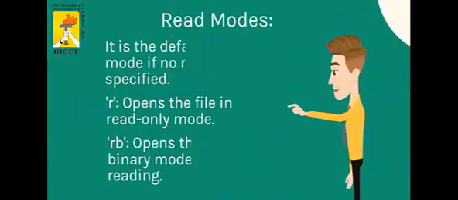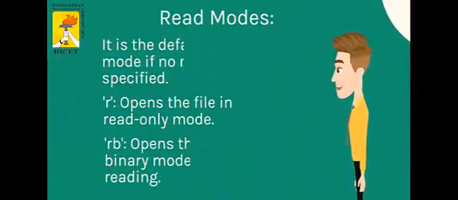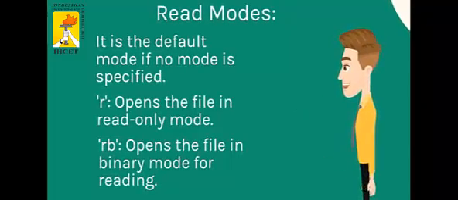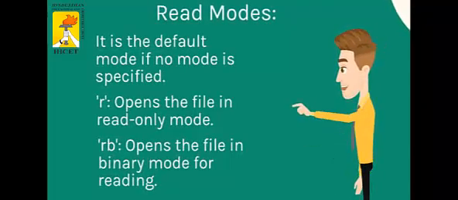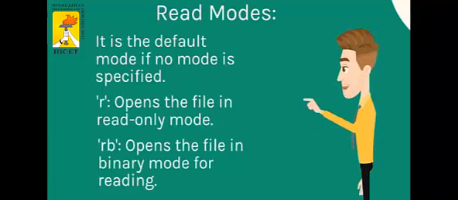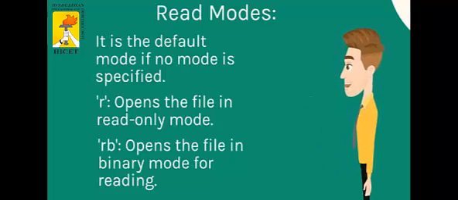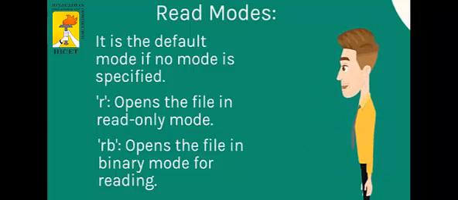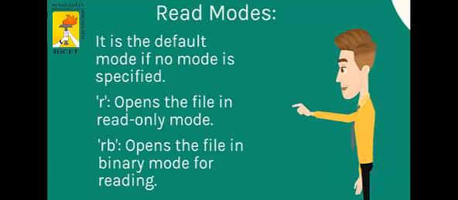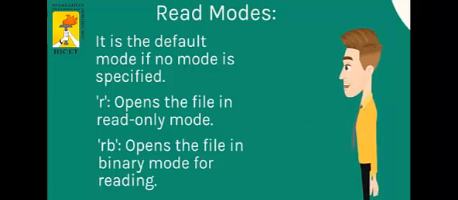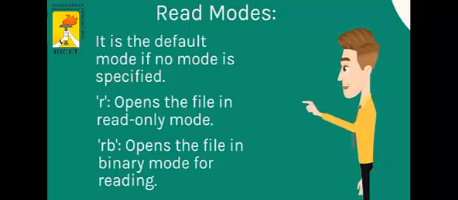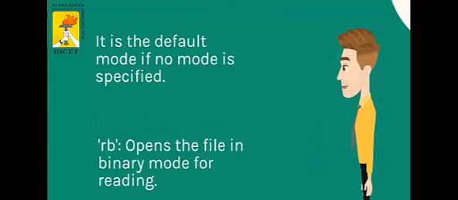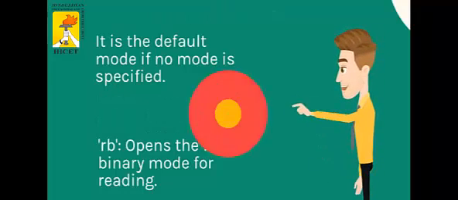The first one is read mode. For reading a file, we are just going to use the alphabet R, right? When we open a file in read-only mode, we use R. If we don't mention it, by default, when you open a file, it opens in read mode. RB is used to open a file in binary mode for reading. Binary mode is nothing but zeros and ones. Usually we use binary mode to import an image file.